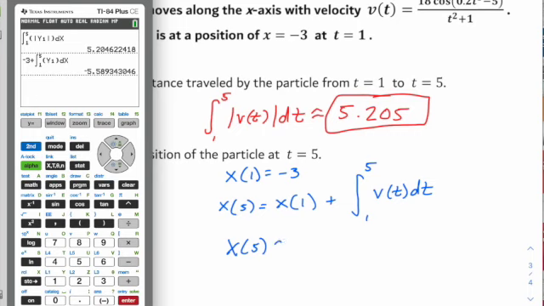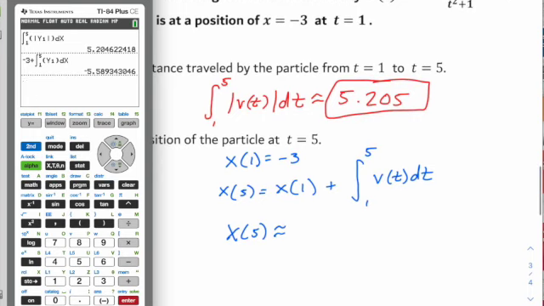So x of 5, after all that, is approximately -5.589. And you certainly don't have to box your answers, by the way, to get credit here. It's just something I like to do.